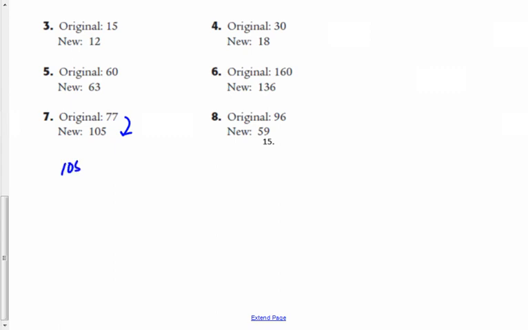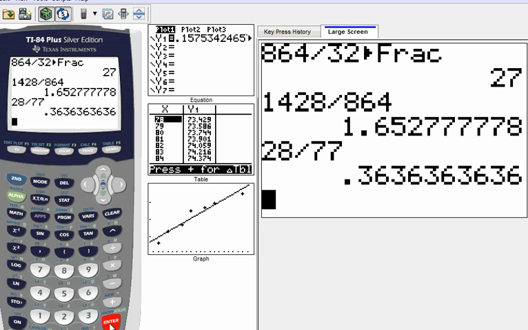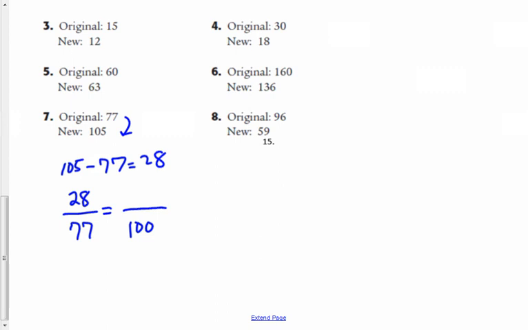Remember that you want to know the actual increase to find the percent of increase. So the first thing you're going to do is subtract 105 minus 77, and that's equal to 28. And then that's going to be your part, and the original amount is your whole, and then change that to a percent. So I need to change the ratio of 28/77 to a percent. If I want, I can just move the decimal over 2 places, so about 36%. And since it went up, that's a 36% increase.